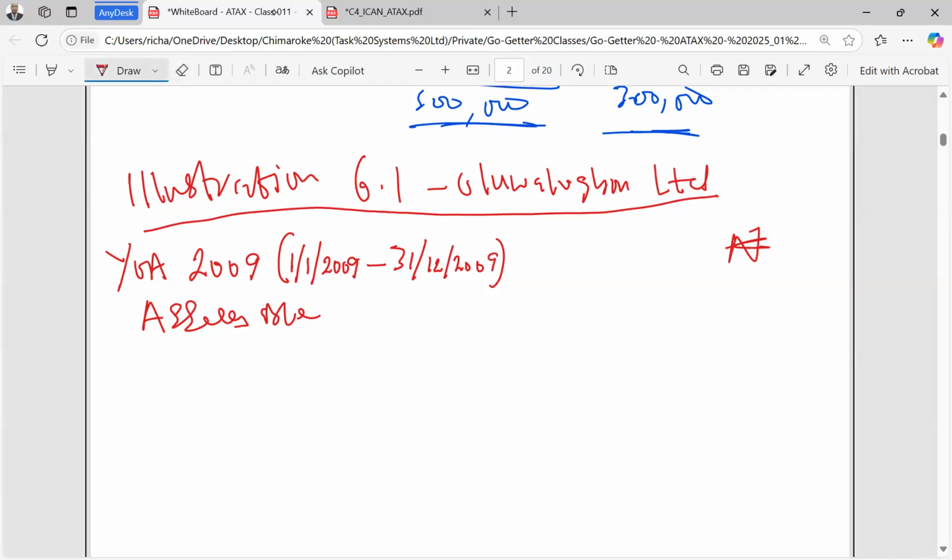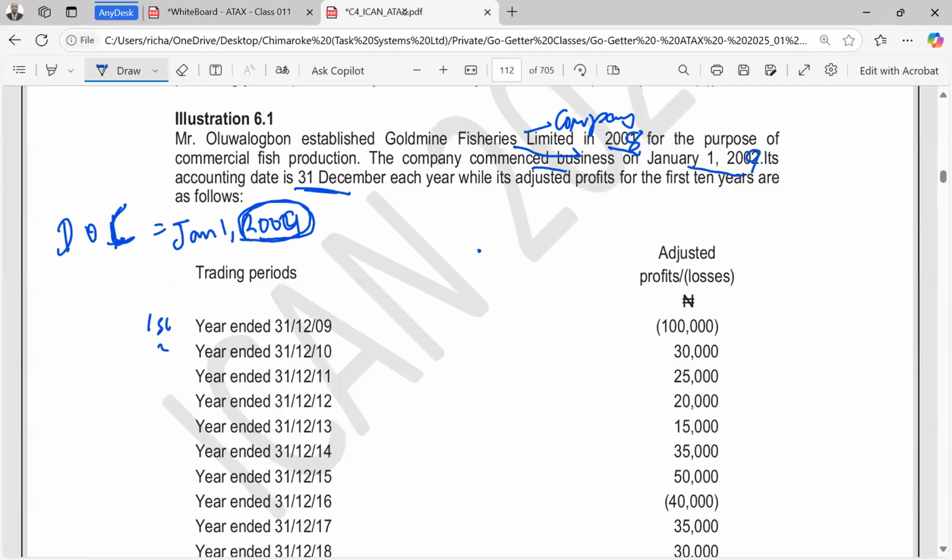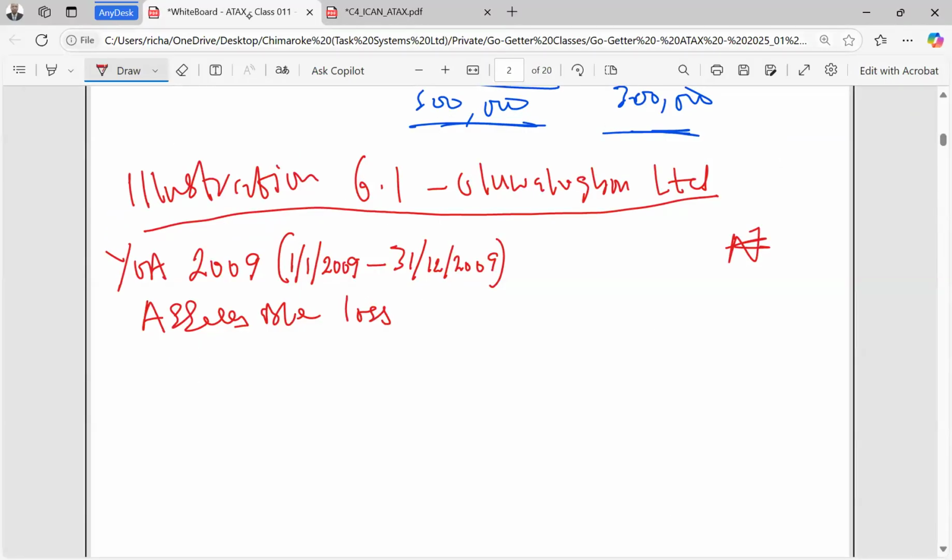Right? Now, accessible loss, because we didn't see a profit, is 100,000. So we just come here, 100,000. So it will be carried forward, because there's no other profits available. It's always automatically a carry forward loss. Now, the next year automatically will be year of assessment 2010.